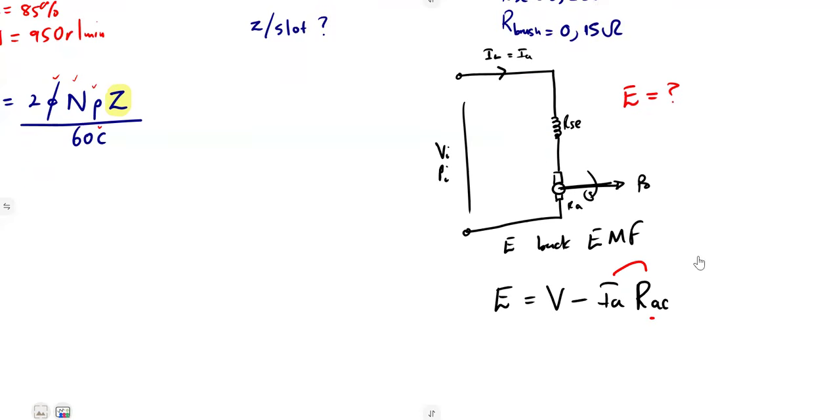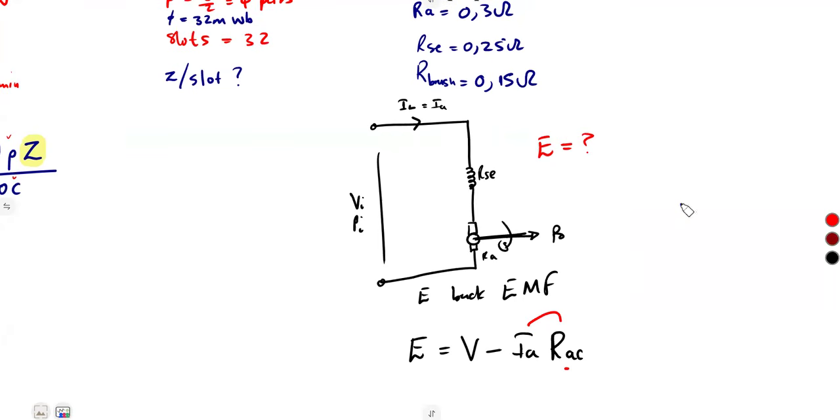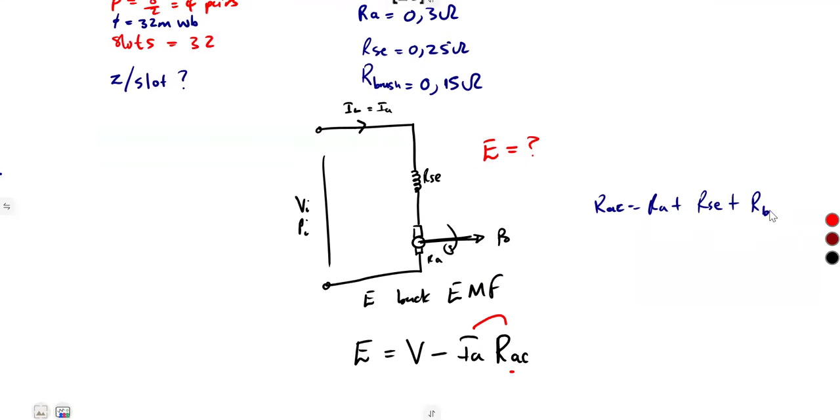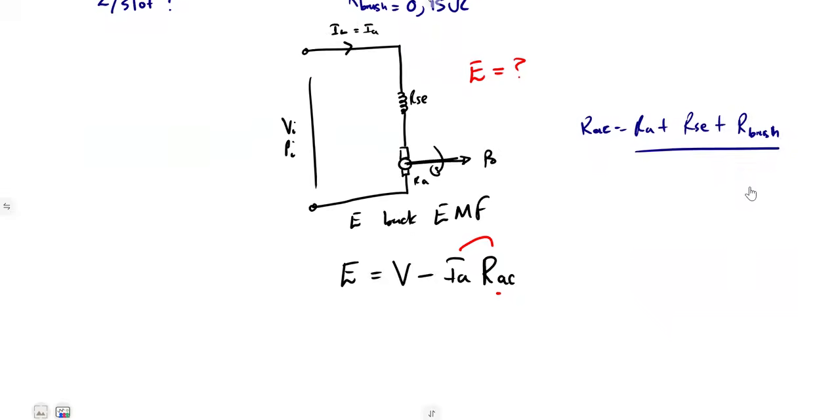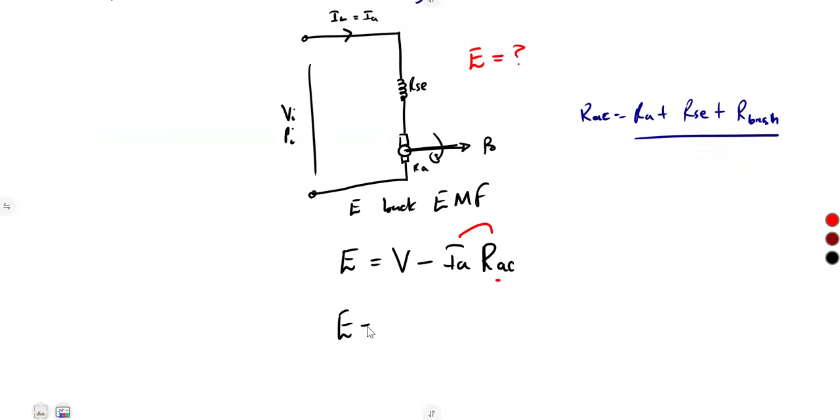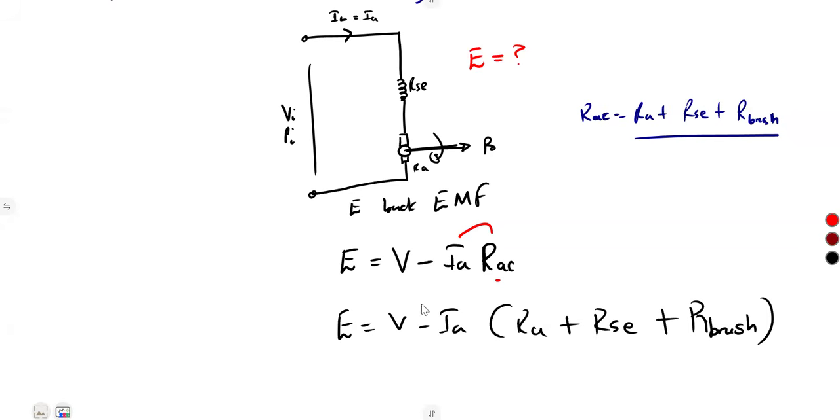So meaning to say the resistance of the armature circuit is going to be the combination of the armature plus the series. All right, and also the brush is affected on this part. So this is what we are going to have as the resistance of the armature circuit. All right. So meaning to say our E was going to be equal to V minus armature current into this part, RA plus the series plus the brush. Just like that.